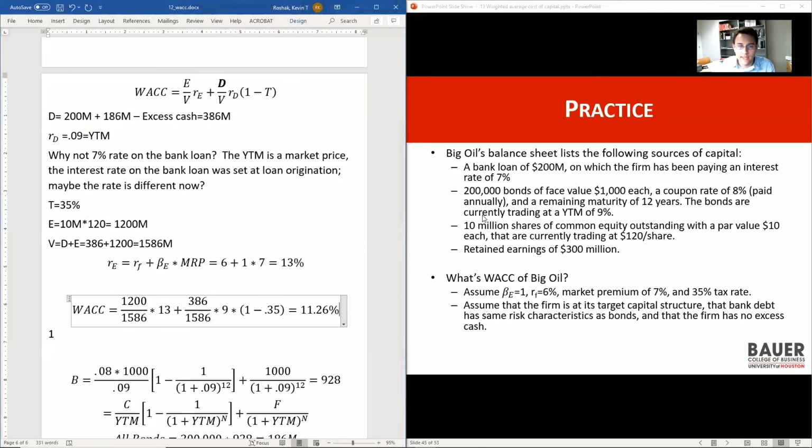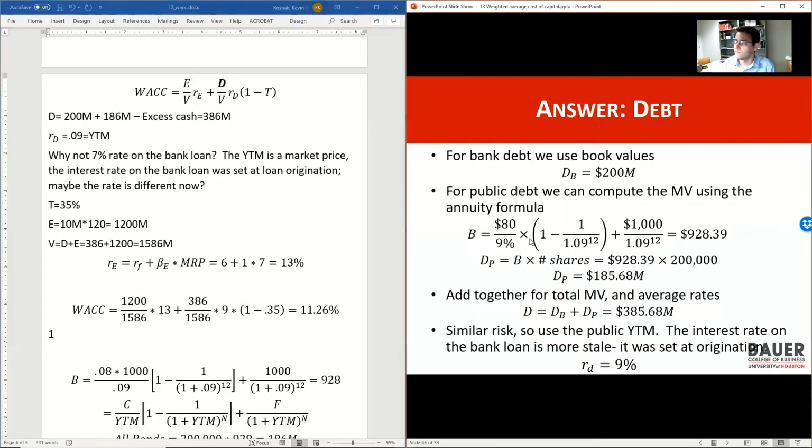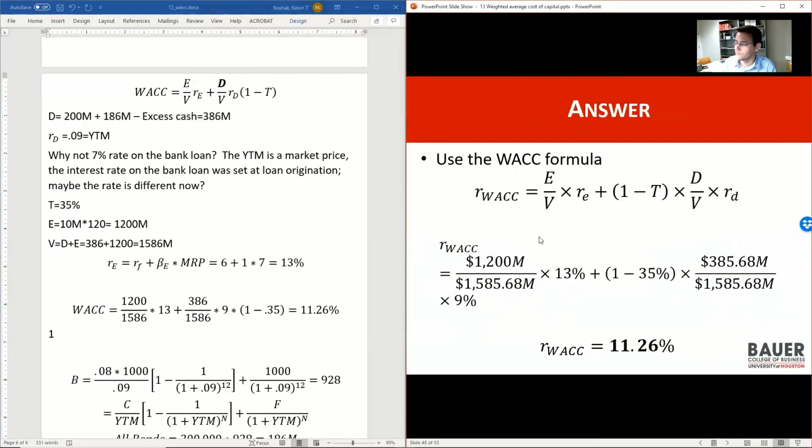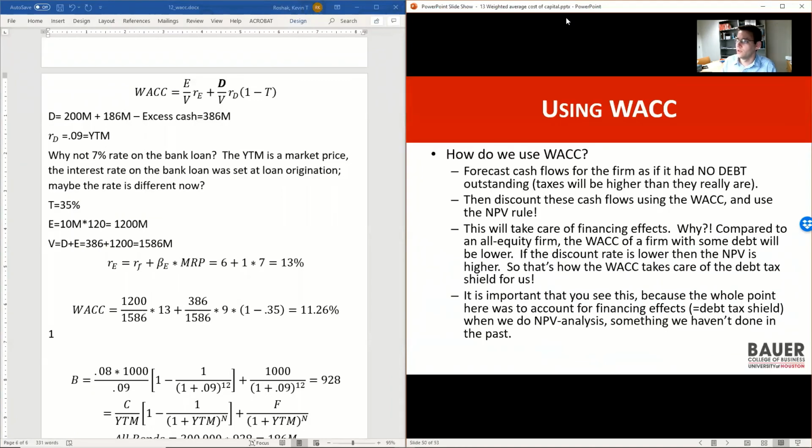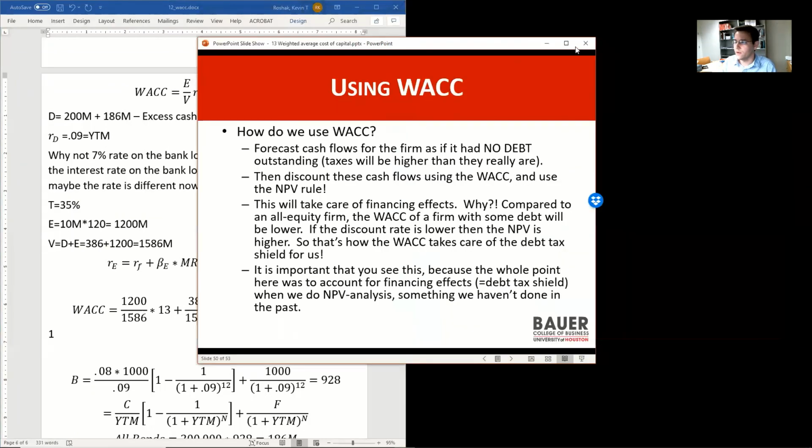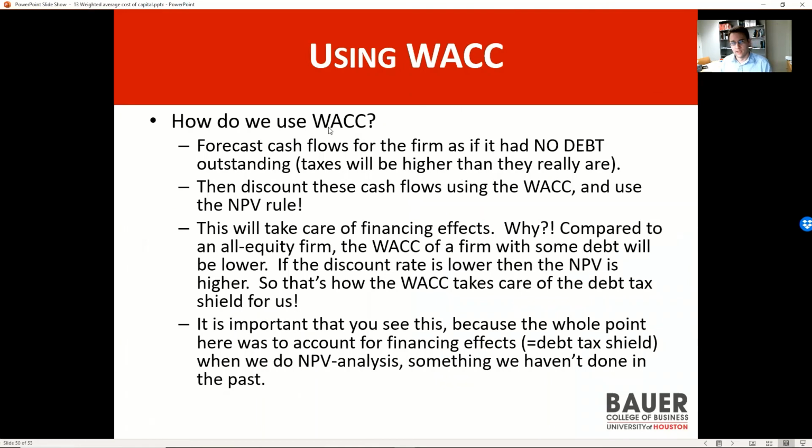We took a lot of data. We just took it one piece at a time until we had everything, and then just throw it into the formula. Wrap up now in just a couple minutes. Big picture, we calculated this WACC. We know that it's very nice because it's going to incorporate financing for the first time in an elegant way.